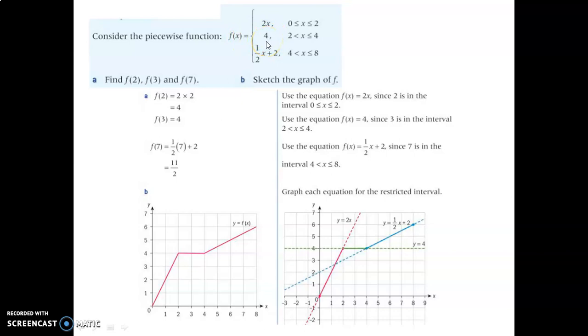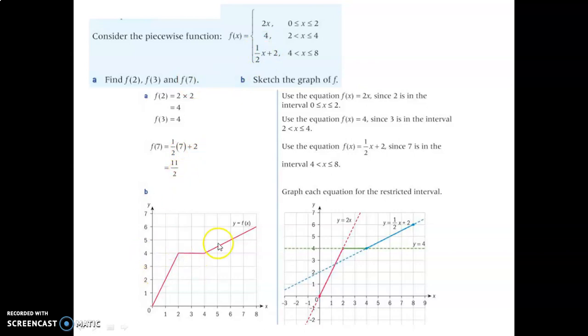It's a horizontal line. And finally, looking for f of 7, that means we're looking for x values between 4 and 8, because 7 lies in between there. That means we're going to use this portion of the function for f of 7. We put a 7 in there, and we get that answer there.